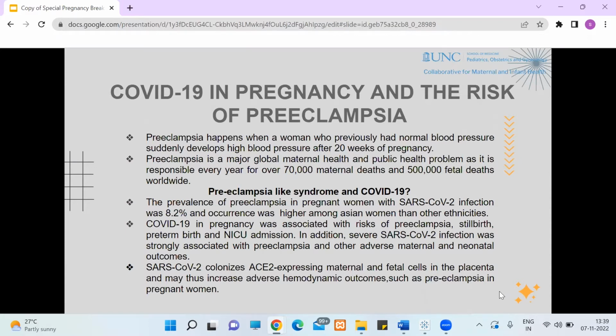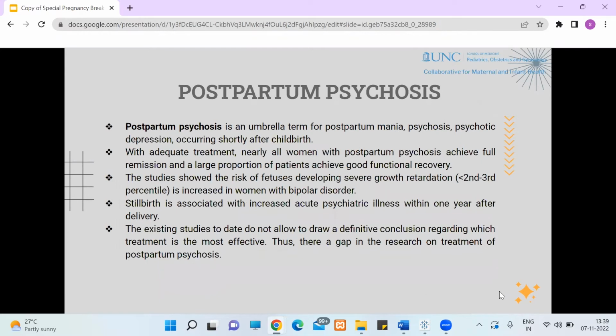So my second study is postpartum psychosis, which is an umbrella term for postpartum mania, psychosis, and psychotic depression occurring shortly after childbirth. So it is the most severe form of childbirth-related psychiatric disorders and affects around 1 in 500 mothers after giving birth. So with adequate treatment, nearly all women with postpartum psychosis achieve full remission, and a large population of patients achieve good functional recovery.